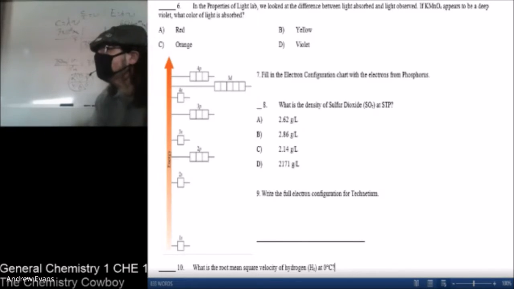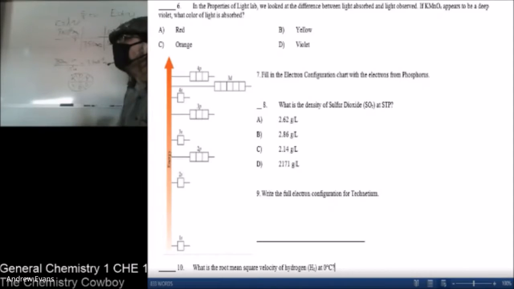1s2, 2s2, 2p6, 3s2, 3p6, 4s2. Here's where it gets tricky. 3d10, 4p6. Now we're on the last row.